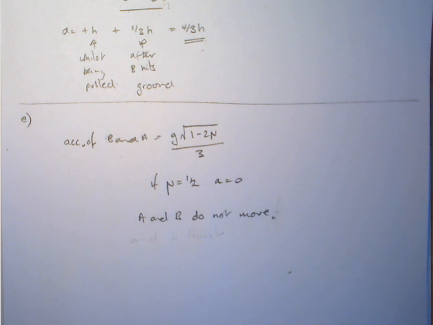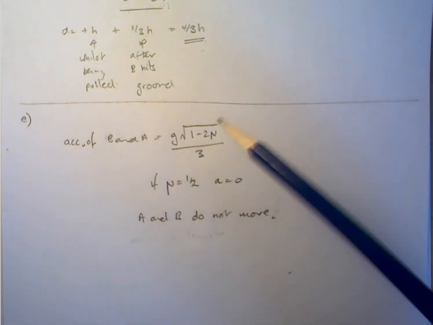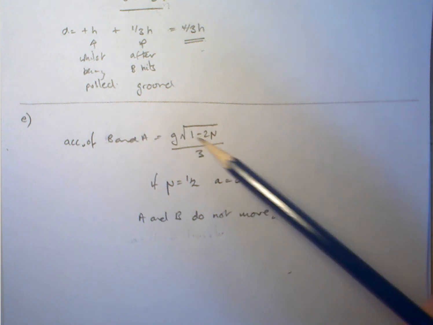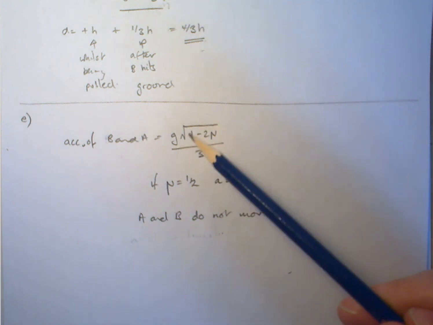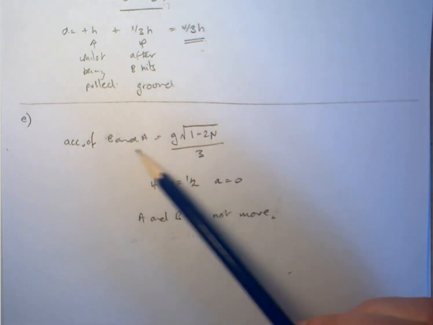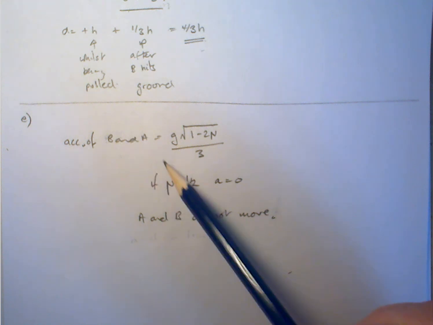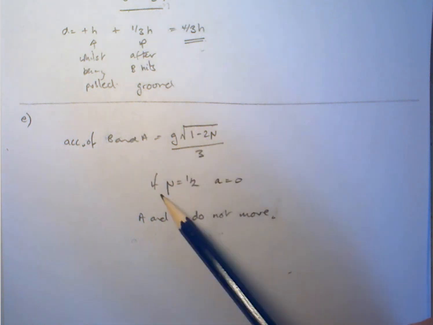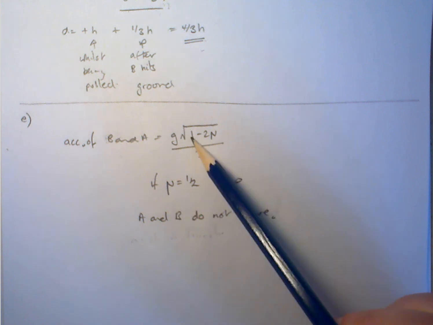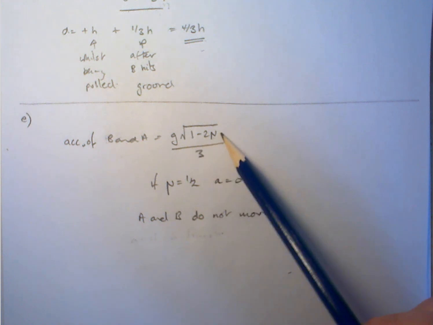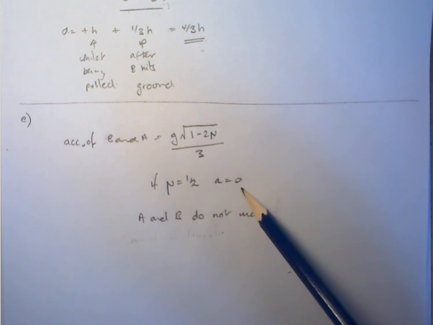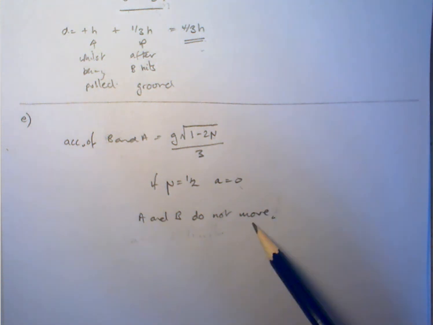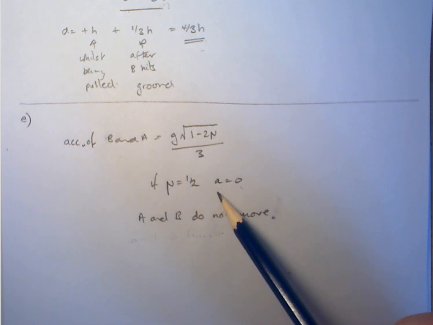In the last part of the question, part E, you might remember that we calculated that the acceleration, once we added those two equations together, the acceleration of B and A, because the string is inextensible, they have the same acceleration, and it's given by this expression here. And you can see that if mu equals a half, I get 1 minus 1 at the top here, and so I get acceleration equals 0. And that means it's only 1 mark, so it means that A and B do not move if mu equals a half, because the acceleration is 0.